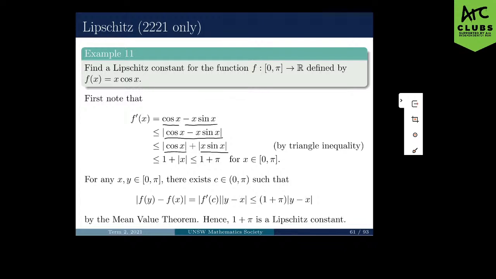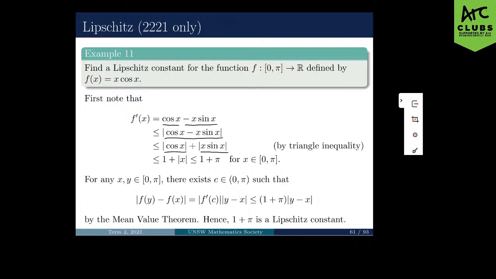And we know that cos x is less than or equal to 1, sine x is less than or equal to 1, in absolute value. And so we can say that this term up here is less than or equal to 1 plus the absolute value of x, which is less than or equal to 1 plus pi, because x is in the interval 0 to pi.